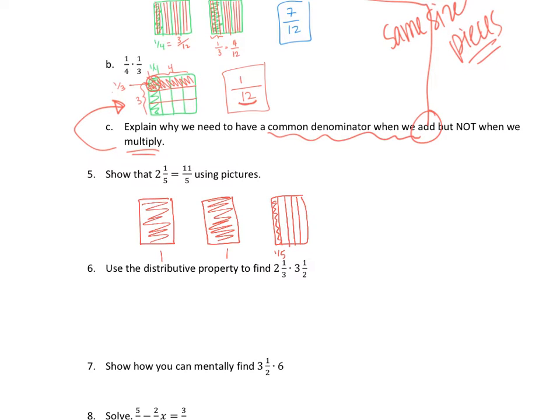And so we want to show that this is equal to 11/5. Well, within each whole, you have 5 parts. So there's 5/5, and then we have another 5/5, and then we have a 1/5. So altogether, you can see that there are 11/5.